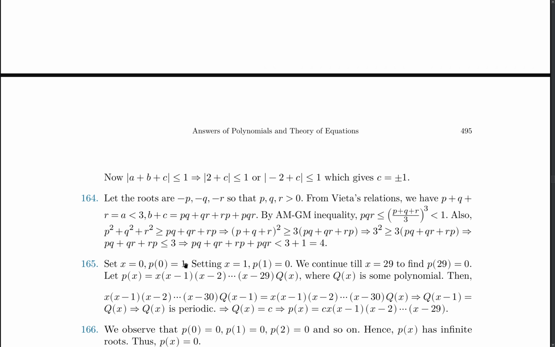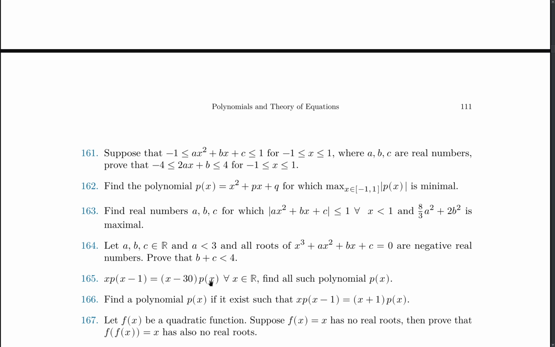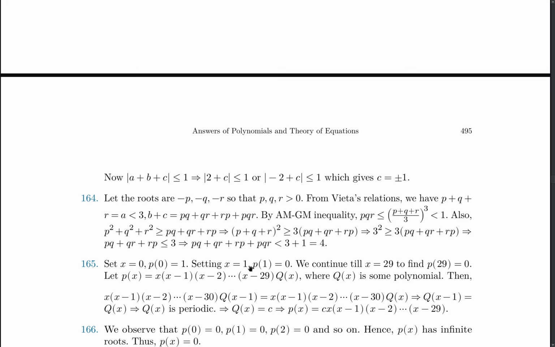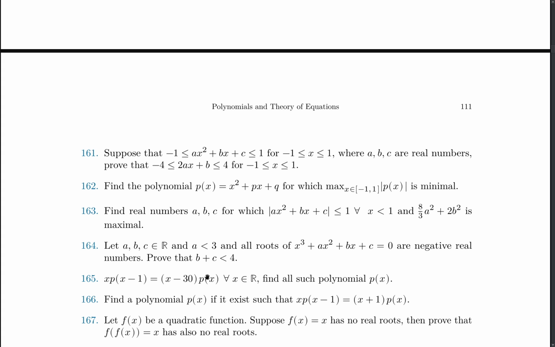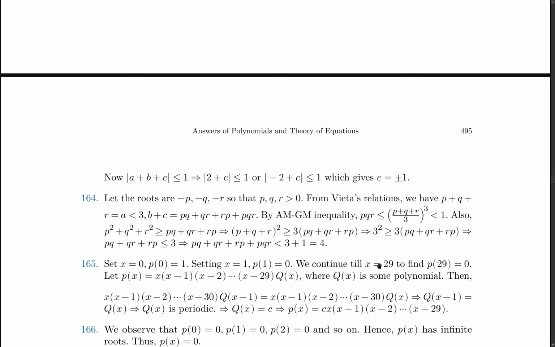And we set x equal to 0 here, and this would be minus 30 and this would become 0. This x is 0, so it will make the left hand side 0. Similarly, if you put x is equal to 1 here, this will become p of 0. Now p of 0 we have proven as 1, so p of 1 would be 0. So we continue till 29, we find p of 29 is equal to 0.